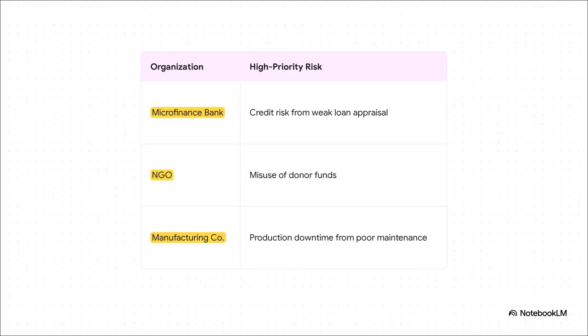And you can see just how different these risks can be, right? For a microfinance bank, the big one might be credit risk because of a shaky loan appraisal process. For an NGO, it's the nightmare scenario of misusing donor funds. And for a manufacturer, it could be something as operational as production downtime because of bad maintenance. Each one needs a totally unique game plan.